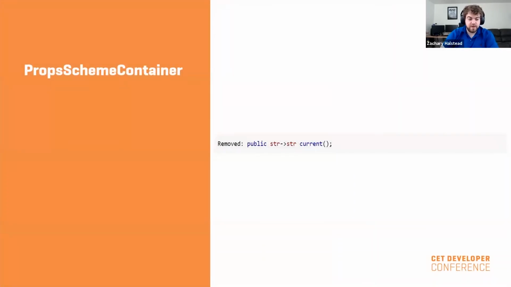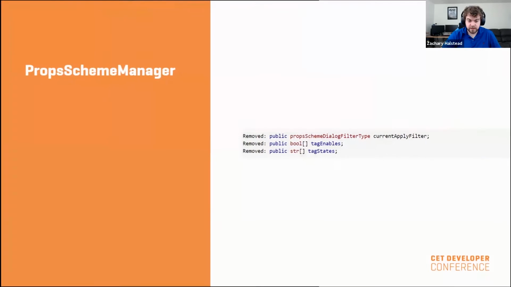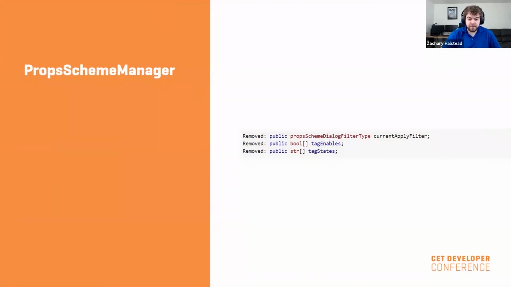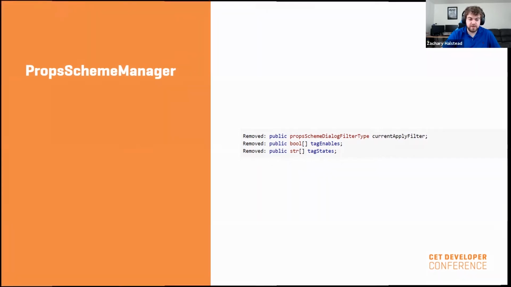Then in the prop scheme container, there was a string-to-string map current. This no longer exists. So if you're using this, you'll want to take this into account because it will no longer be there in 11.0. Then we have the prop scheme manager. So this had 3 fields removed: the current apply filter, tag enables, and tag states. This also holds true for the UI factory. It had the same fields removed as well.